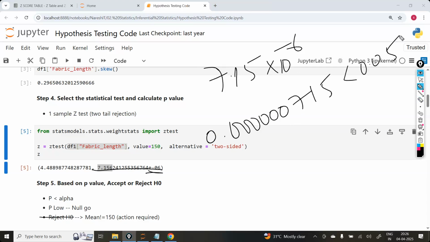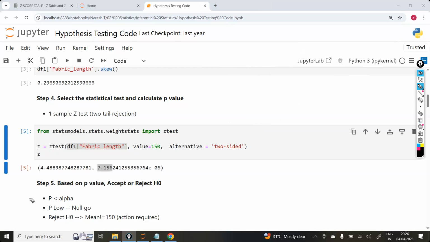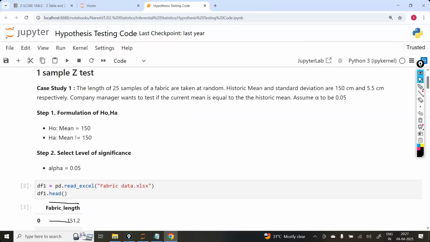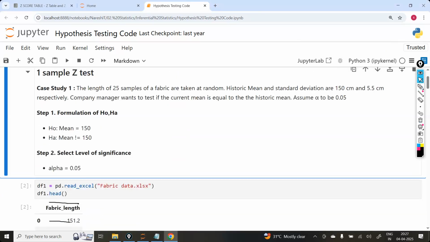Since p is less than alpha, what we have to do? Reject the null hypothesis. Same thing I have written. P is less than alpha, so reject null hypothesis. What is your null hypothesis? Mean is exactly equal to 150 centimeters. That is wrong. Mean is not equal to 150 centimeters. Check your machine. It is not exactly cutting at 150 centimeters.